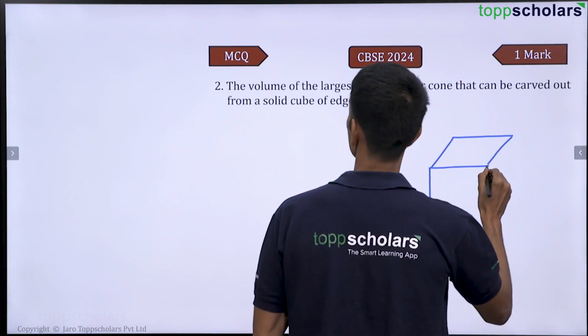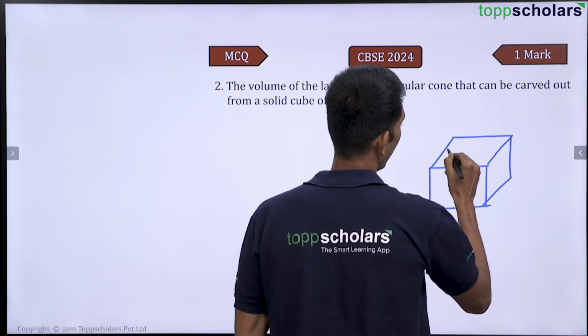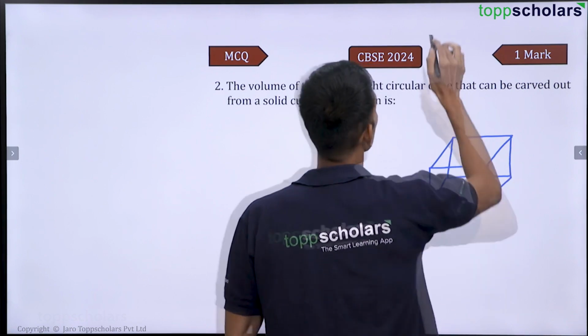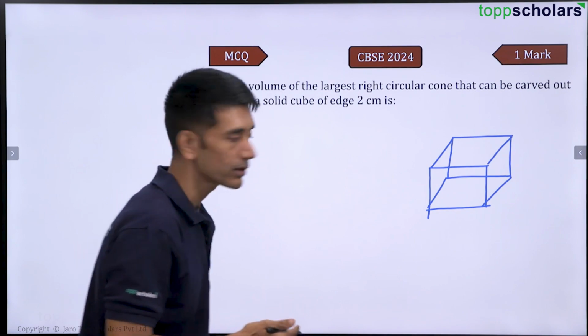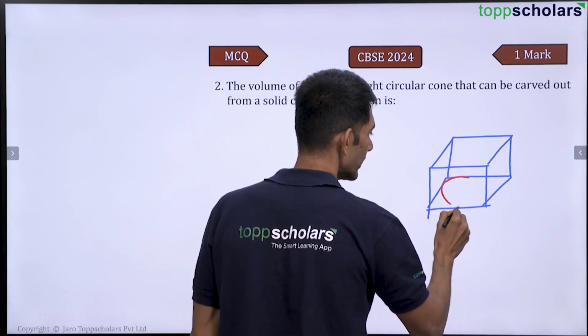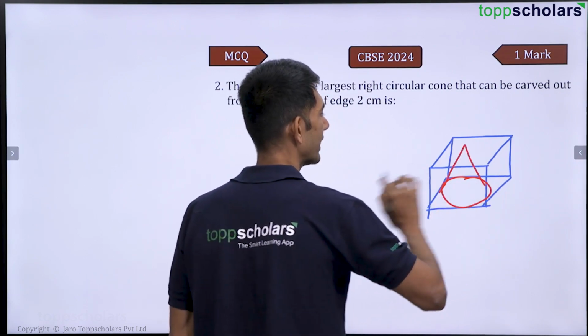Again, it's a one marker. Simple question. Let's solve. Let's not see the options. They're carving out a cone from this particular cube. So definitely the cone will look something like this. If they want the longest one, it has to be like this, the circle, and then it goes like this.